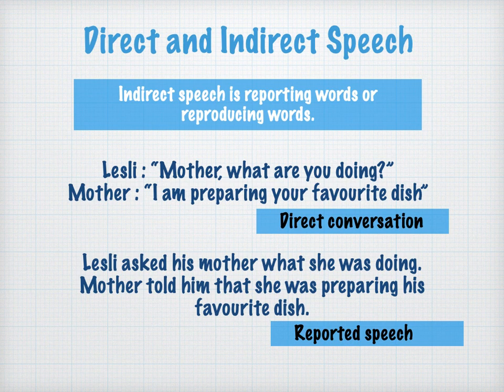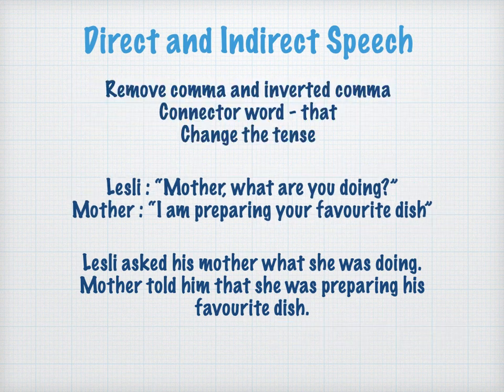Now how can this be converted into an indirect speech? Now look at the next example. Leslie asked his mother what she was doing. Mother told him that she was preparing his favorite dish. Now, this is a third person reporting what happened between Leslie and his mother. And this is known as indirect speech or reported speech.